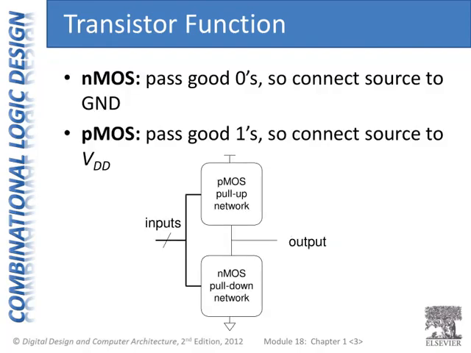Remember that the pull-up network, the network that connects the output Y to VDD, always consists of PMOS transistors only. The pull-down network that connects the output Y to ground always consists of only NMOS transistors.